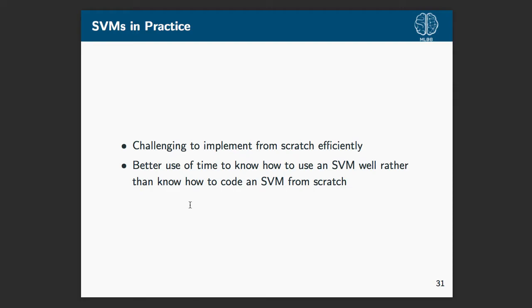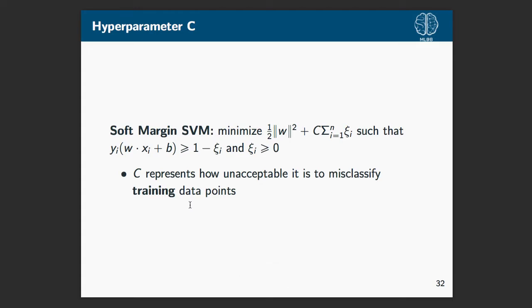So actually implementing an SVM is pretty challenging in practice, and it's probably a better use of your time to know how to use it well rather than how to code it from scratch, especially given that in Python with sklearn we have so many libraries that help you out with this, right? So when you're actually using an SVM in sklearn, you have access to control what the kernels are, and specifically you have access to two hyperparameters, C and gamma. And C is used for the soft margin SVM, and it represents how unacceptable it is to misclassify data points.